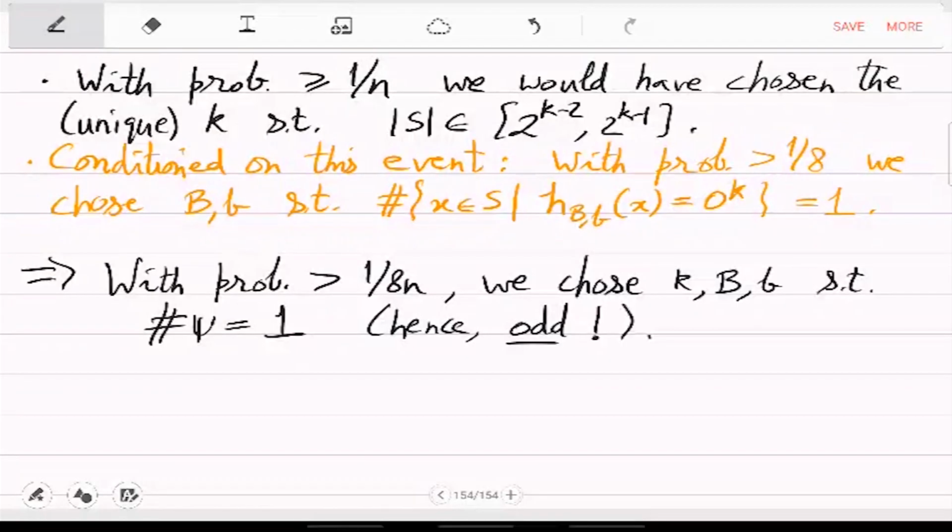Right. So, if phi hash is 0, then hash psi is 0, which is even. Otherwise, hash psi is 1, which is odd. And that proves both the parts of Valiant-Vazirani. So, this implies the Valiant-Vazirani lemma.